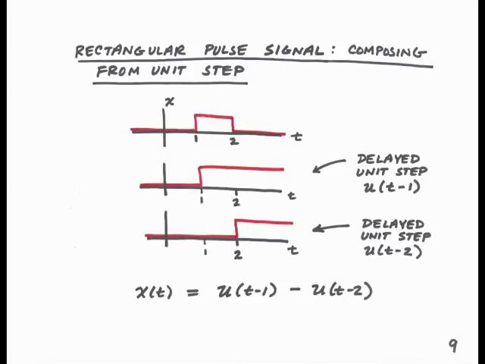At the top you see the signal x. This is our pulse signal. The next signal below this is a unit step that's been delayed by 1 second. And below that is a unit step that's been delayed by 2 seconds. If we subtract the last signal from the second signal, we will get the first signal x.